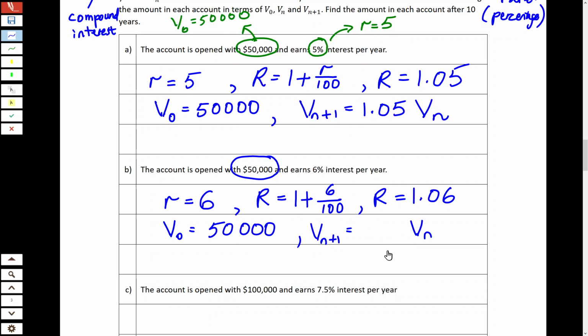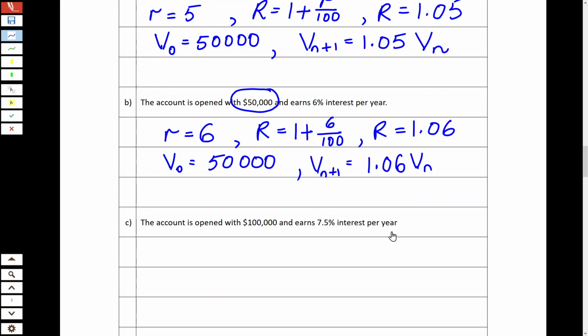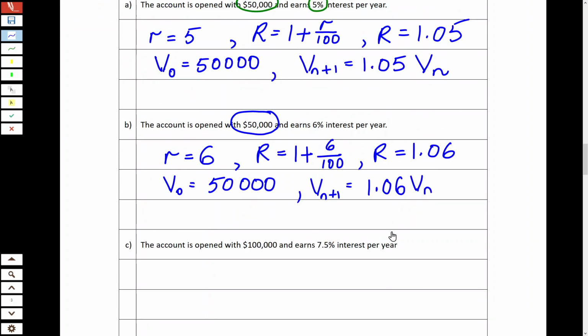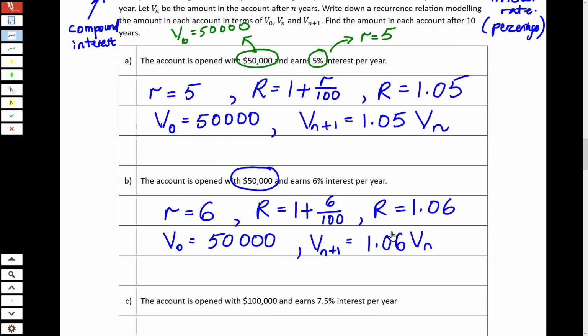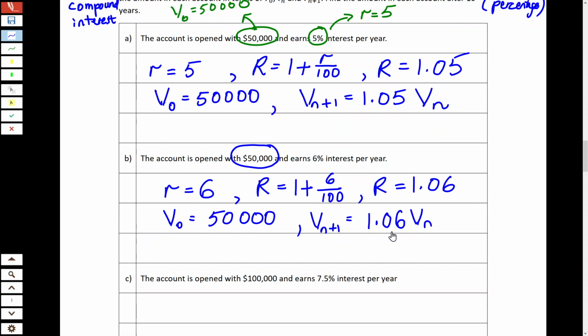And what number should go here? 1.06. Yes. We just calculated it. We do. I've decided to do that last. Okay?